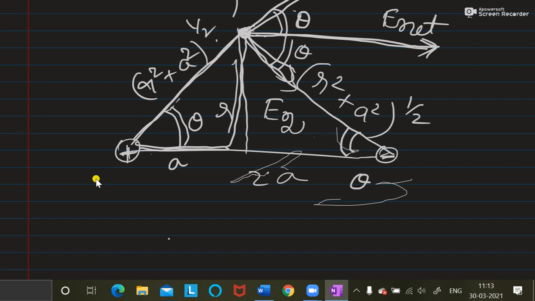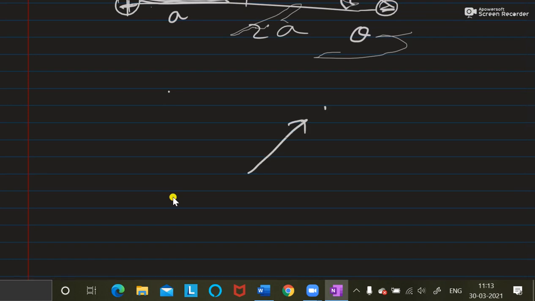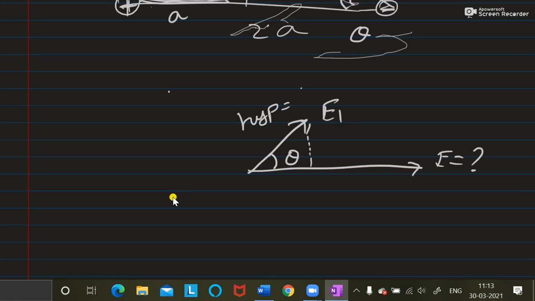Okay. Both the angles are going to be equal. Now, E1 is acting this side. What is the electric field at this side? E net is going to be the question mark. I am taking this as theta. So tell me, the hypotenuse side of this triangle is going to be E1. What is the adjacent of this triangle?